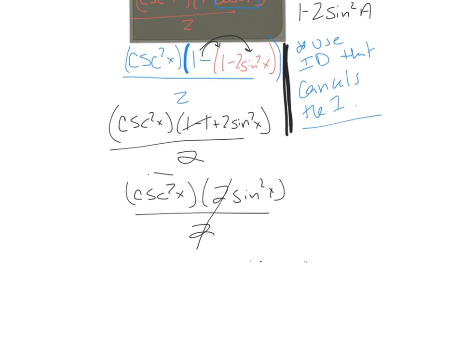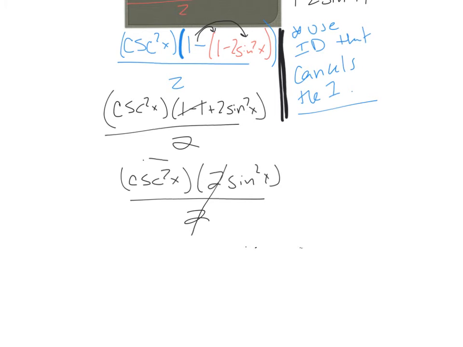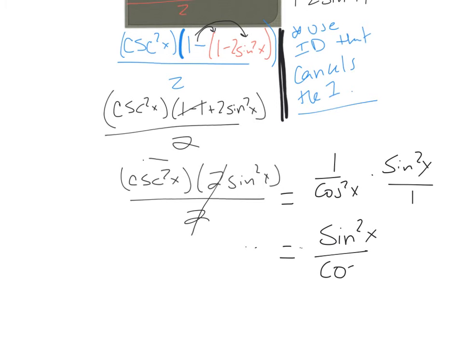And we can go ahead and move this guy just a little bit. This is going to equal, well, cosecant squared is 1 over sine squared x, times sine squared x over 1. Hmm, so this is going to equal sine squared x over cosine squared x. And hopefully you're saying that is equal to tangent squared x.